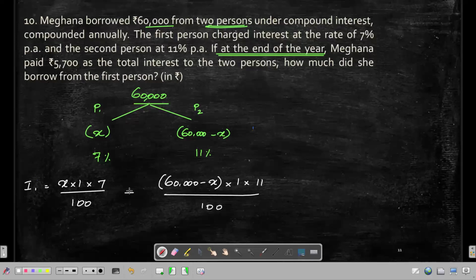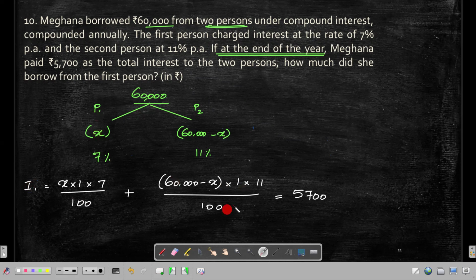If you add these two, that fetches the result. It is equal to 5700. Got it? So here, PNR by 100 gives the interest for the first person, and for the second person, put together, it comes as 5700. So this is the formula that you have to consider.